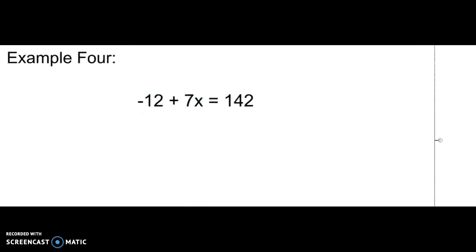So again, I'm going to show you one more example, and I'm going to ask that you pause the video after you look at this, copy it down, and then see if you can work through it without me, and then unpause and check back in to see if we got the same answer.